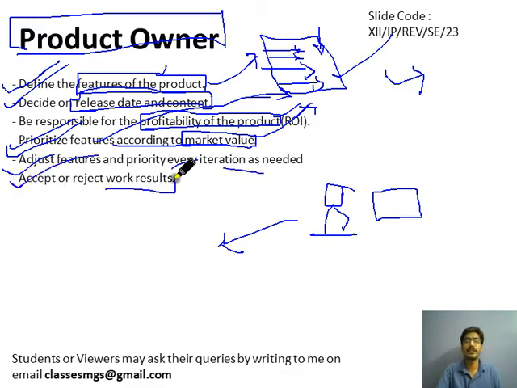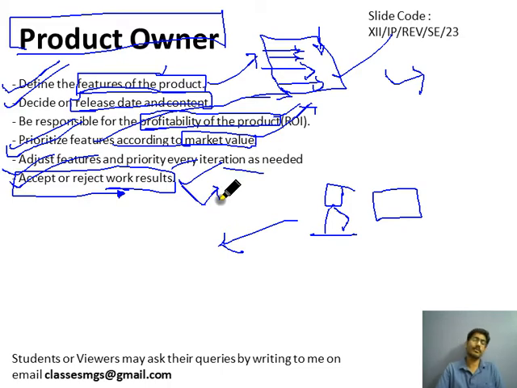He adjusts the features according to the priority, and accepts or rejects the work result. Let's suppose the team has worked for 10 days and they have produced some sellable product. Then the Scrum Master will give a demo to the product owner, and the product owner will either reject the work done by the software developers, or accept it. Okay, so these are the roles of the product owner.